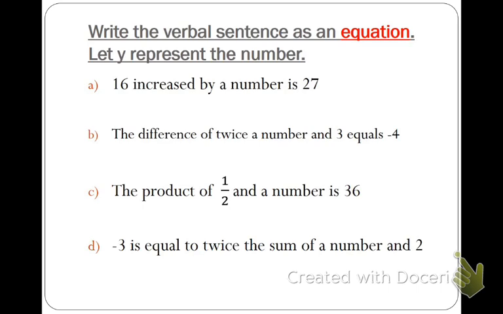I want you guys to write down this slide for me. Write the verbal sentence as an equation and let y represent the number. So beforehand we were doing x, now we're going to do y. Jakari, read me what problem A says. 16 increased by a number is 27. Excellent. Do you see either of my parentheses words, the sum of or the difference of? Nope. Do you see anything with the word than in it, one of my turnaround words? Nope. So we are going to be able to just read from left to right. So 16 increased by a number is 27. What do you think I should write?